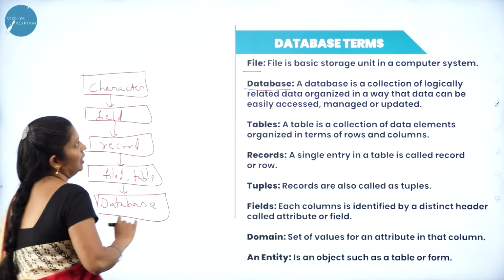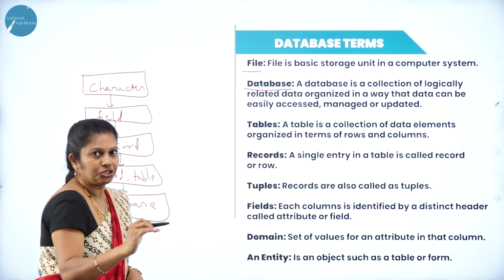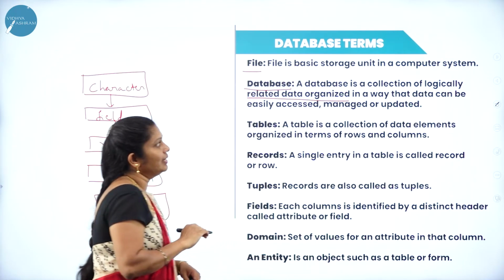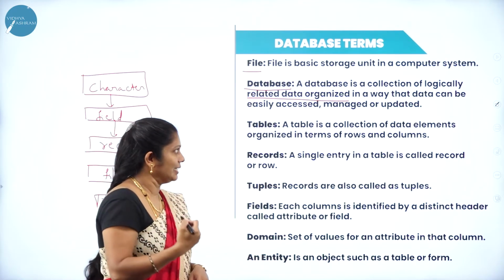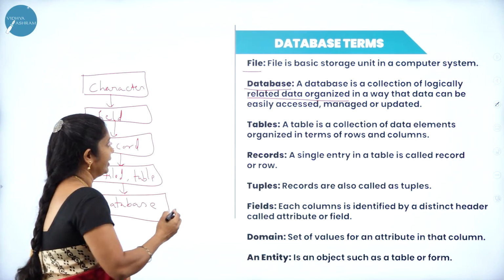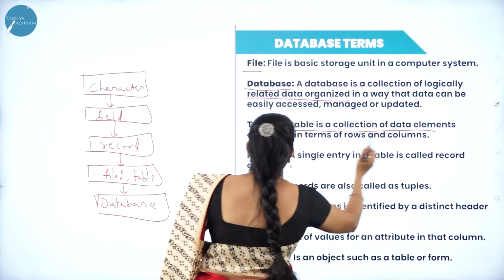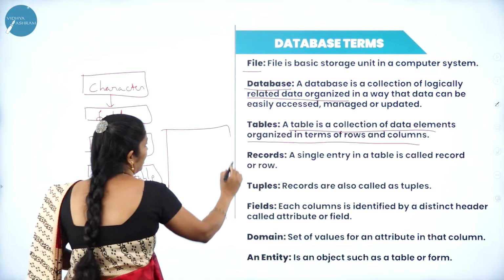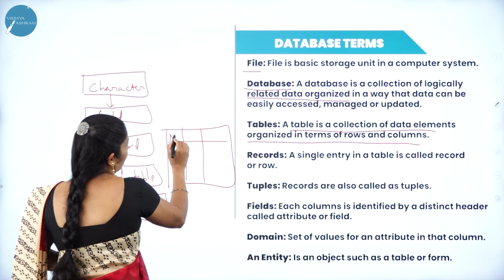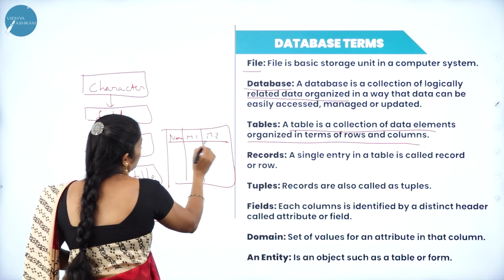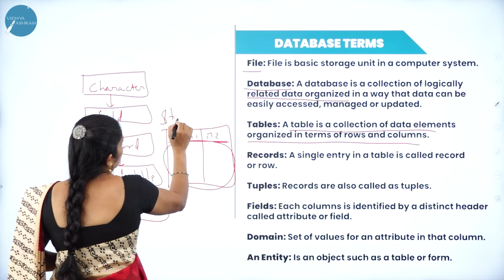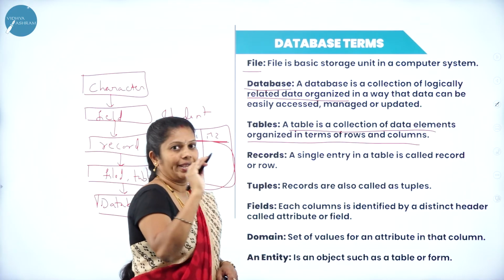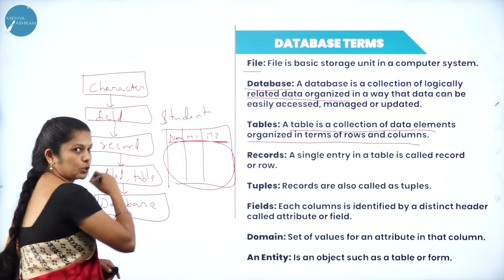Whereas a file is a basic storage unit in a computer system, a database is a collection of related data organized in a way that data can be accessed easily, managed, and updated. And a table is a collection of data elements organized in terms of rows and columns. In this we have information. Consider this is a table with the information name, marks 1, marks 2. Here, for example, I'm going to take a student table. In this student table, we have all the information. A table is a collection of data elements, or I can say a collection of records.